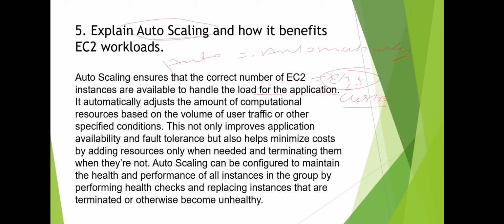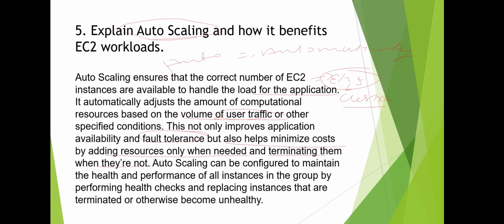It automatically adjusts the amount of computational resources based on the volume of user traffic or other specific conditions. If the number of users is higher, it will increase our EC2 numbers. This not only improves application availability and fault tolerance, which you need to learn about, but also helps minimize the cost by adding resources only when needed and terminating them when they are not. That's the main catch here.